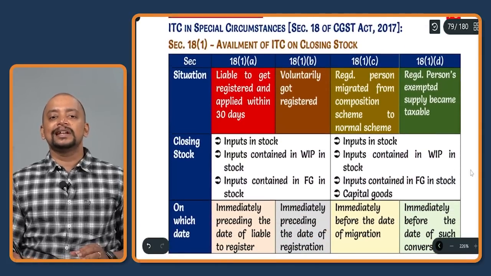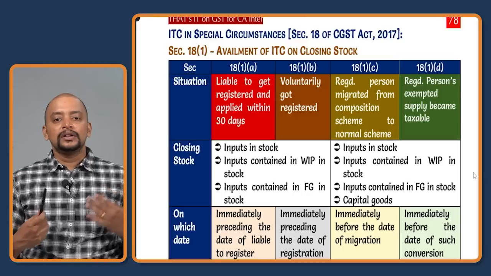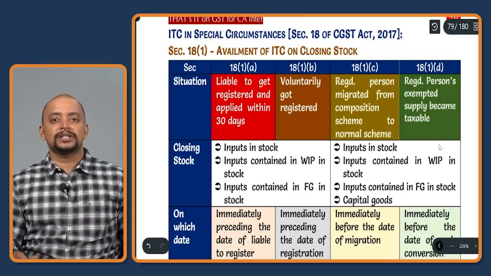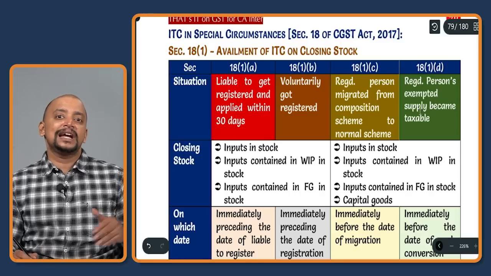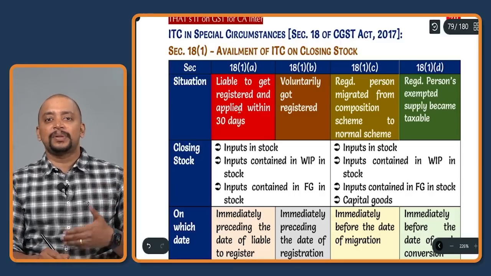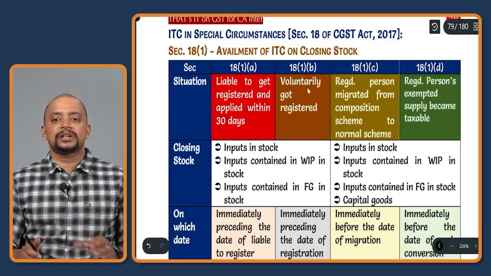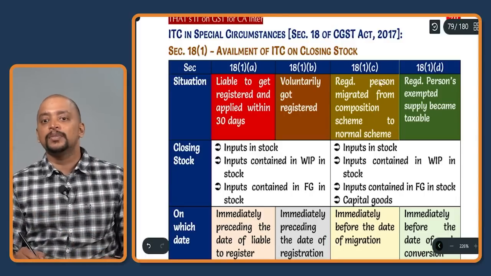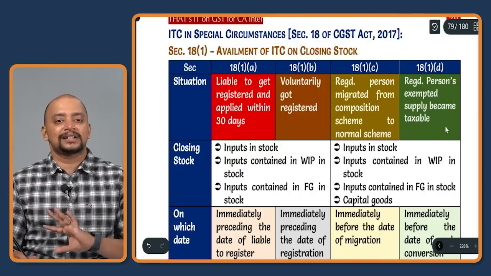Then section 18, input tax credit in special circumstances. In that, 18 subsection 1 talks about availment of ITC on closing stock. So there are total 4 clauses given here: 18(1)(a), (b), (c), (d). In all these cases we can avail the ITC on closing stock. 1A says a person is liable to get registered and he makes application for registration within 30 days. 1B, voluntarily he is getting registered. 1C, registered person converting from composition scheme to normal scheme. 1D, registered person who was making exempted supply, now he starts making taxable supply.